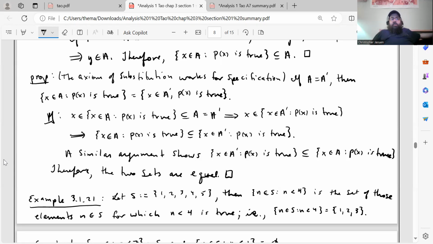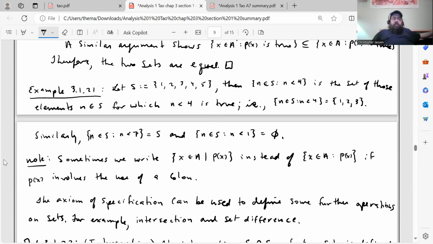A similar argument shows that x, an element of the set of all x in A prime such that P of x is true, is a subset of the other set. Therefore, the two sets are equal by axiom 3.2.